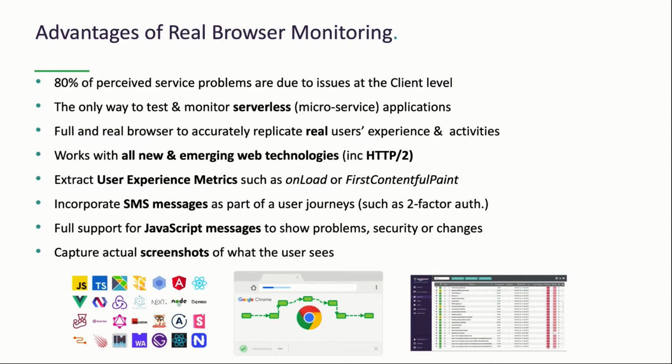first contentful paint. We can replicate complex user journeys like multi-factor authentication. We are able to see JavaScript messages and are then able to detect whether there are errors. We are also able to capture the actual screenshots of what the end user sees, which is very useful for error diagnostics.